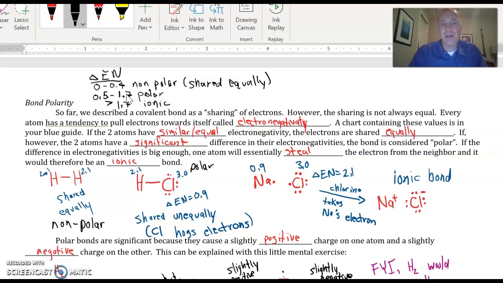All right. If it's greater than 1.7, that's getting into this range here, where one of the atoms has got a significantly higher electronegativity than the other, so much that it can essentially pull that electron away, making an ionic bond.